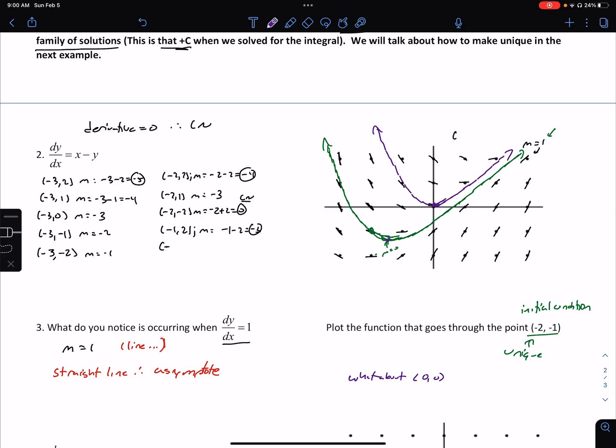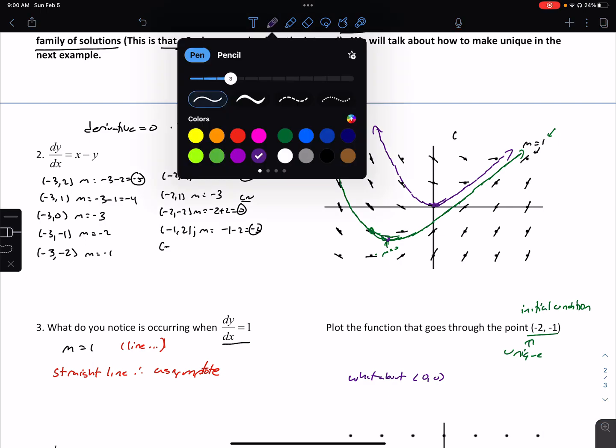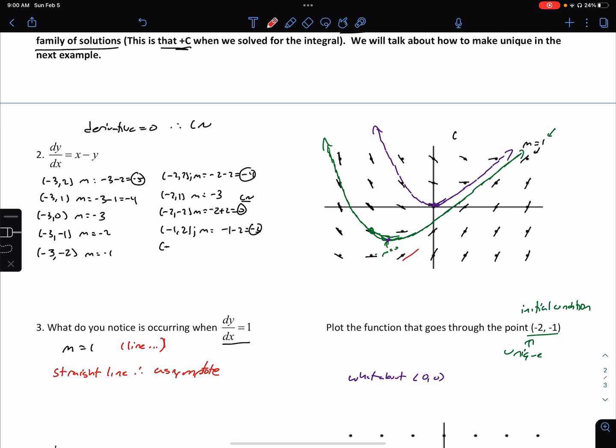And that's because of our slope field. All right, so let me go and put that line back in here. Remember, this is that asymptote right there. Okay, so be careful. All right, so let's take a look at the next example here.